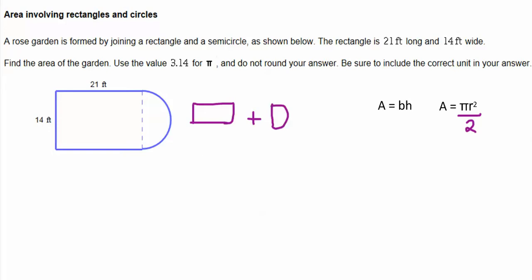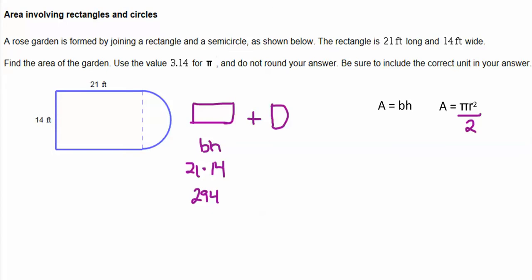Using our shapes plan, the rectangle is base times height, and the base of the rectangle is 21 feet, just like the top of it, and the height of the rectangle is 14. So if you have your calculator handy, go ahead and do 21 times 14. If not, please pause the video and go get your calculator. In your calculator, 21 times 14 is 294. So the area of the rectangle, the whole thing there, is 294.